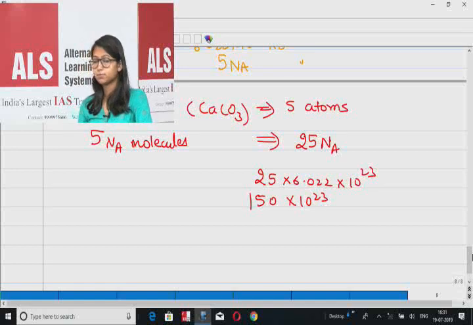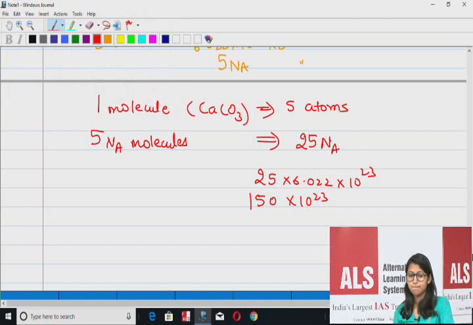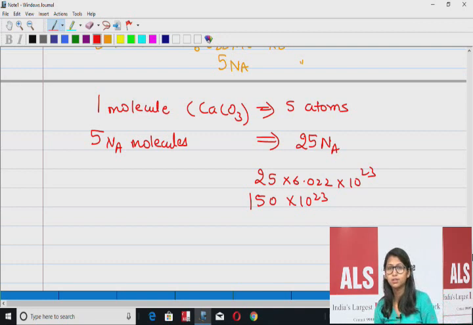Clear, everyone? I hope this is clear, right? Satna Center, is this clear to you? Any doubt you have? Okay, so we are done with the mole part, how to convert the moles, the atoms and the molecules. This is clear to everyone.